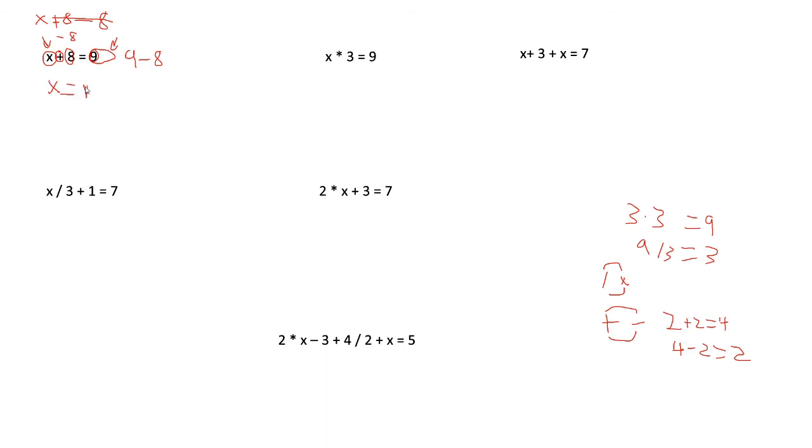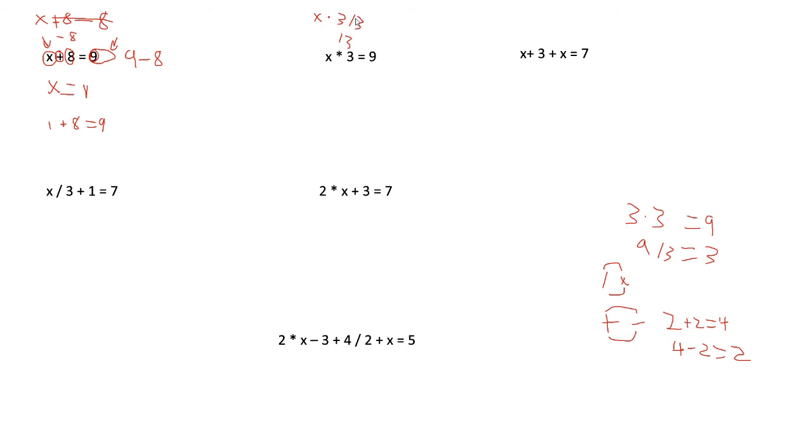And if you want, you can substitute this 1 back into the equation. So now you have 1, you're just substituting 1 for x, plus 8 equals 9, and you can see that 1 plus 8 does equal 9. Alright, so now we've got x times 3 equals 9. So the opposite of multiplication is division, so we're going to divide by 3. So now if you were to write this all out, you would have x times 3 divided by 3.